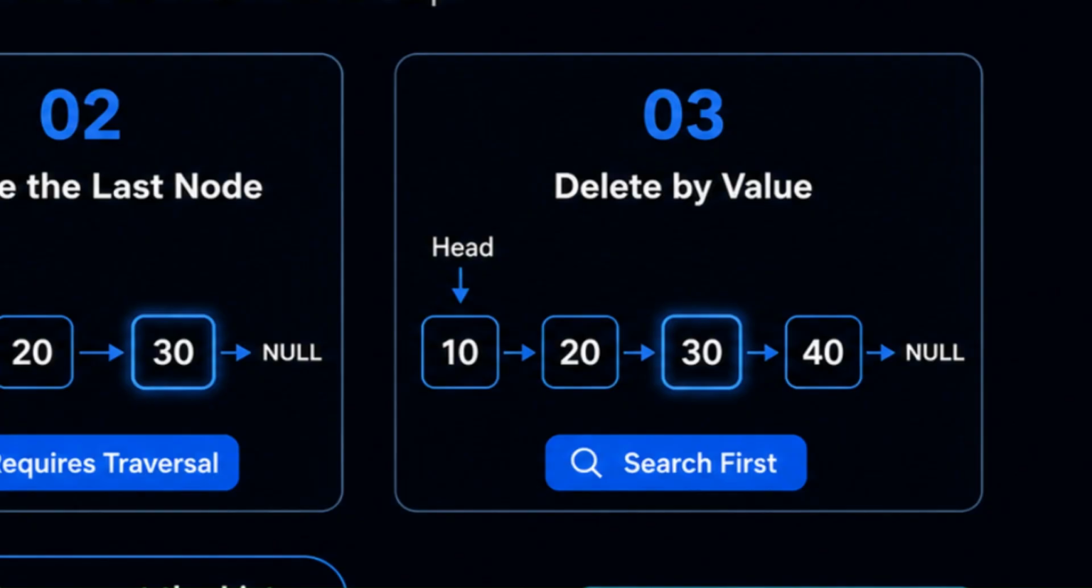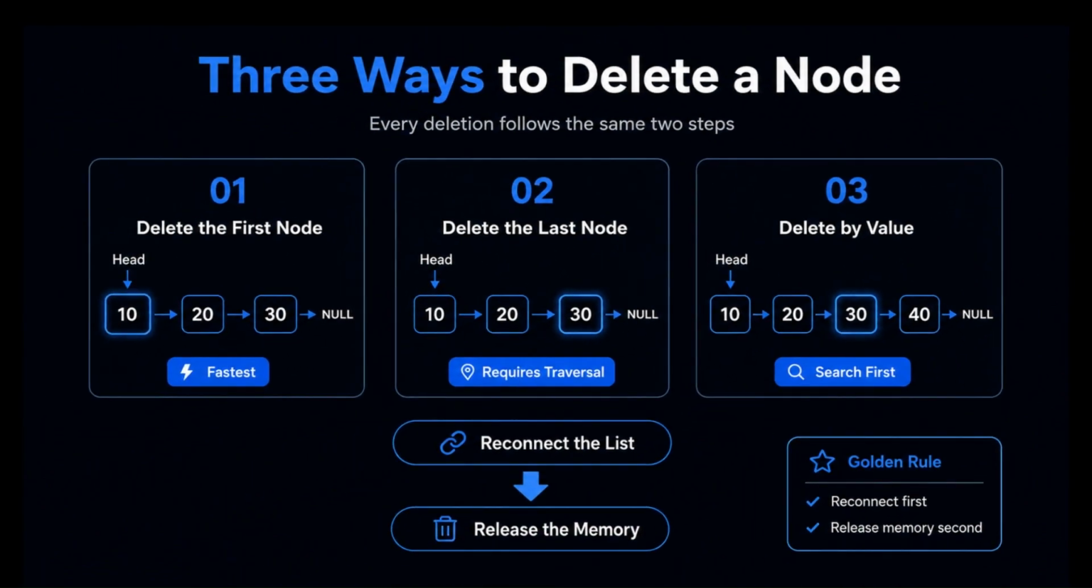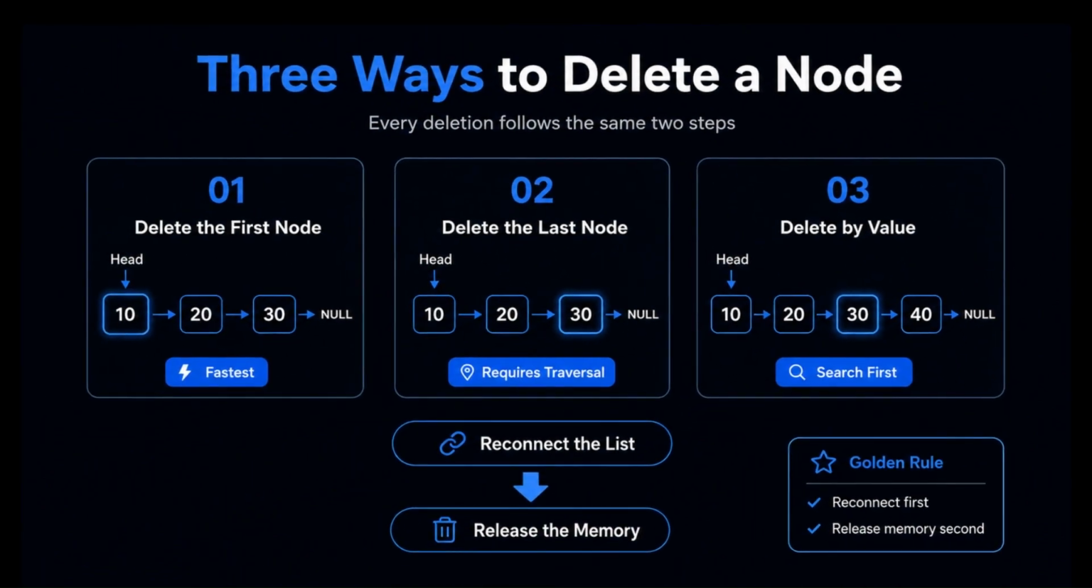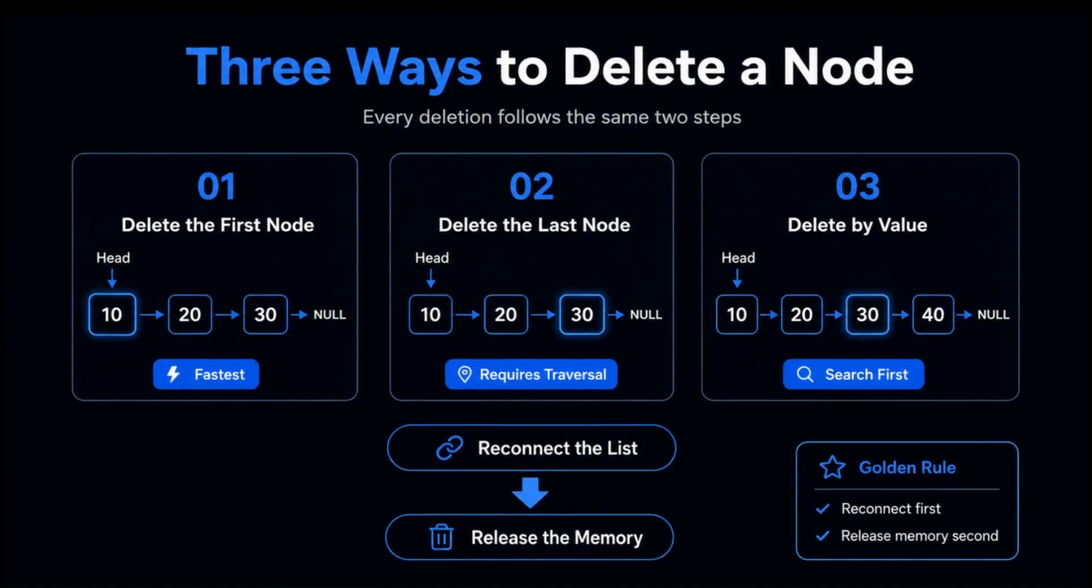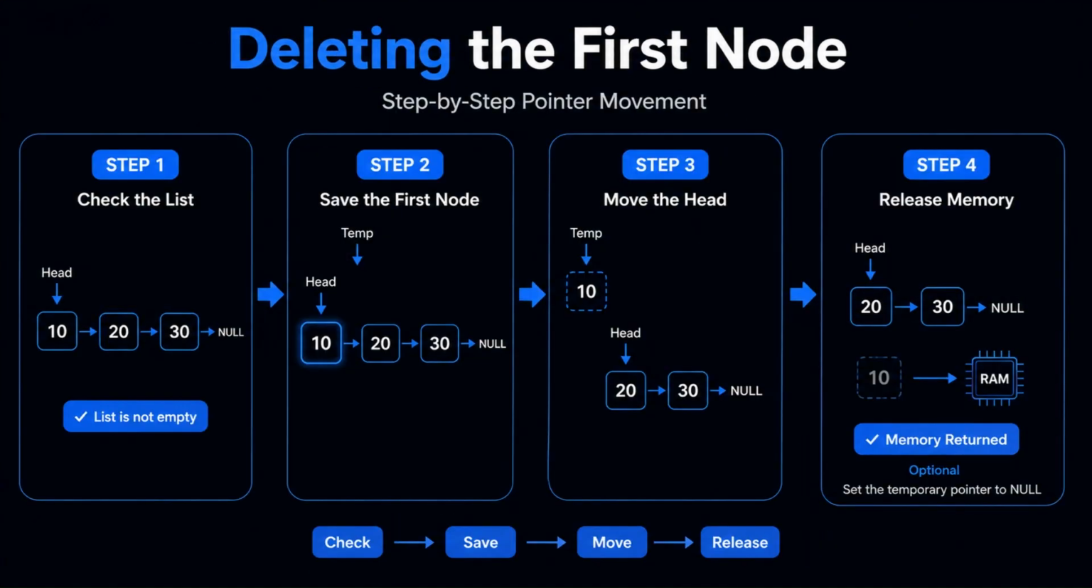Finally, we have deleting a node by a specific value. This is the most flexible method, but it's also the most challenging because we first have to search for the node before removing it safely. Although these 3 algorithms are different, they all follow the exact same principle. Reconnect the list first. Release the memory second. That order never changes. Let's begin with the easiest deletion of all.